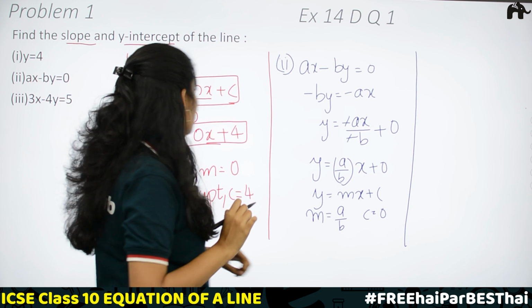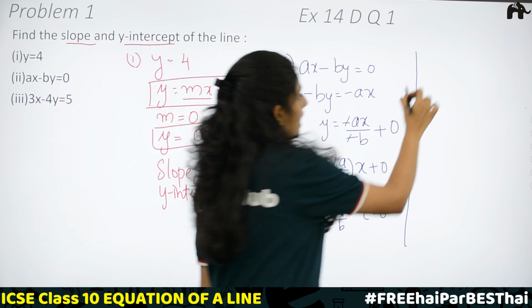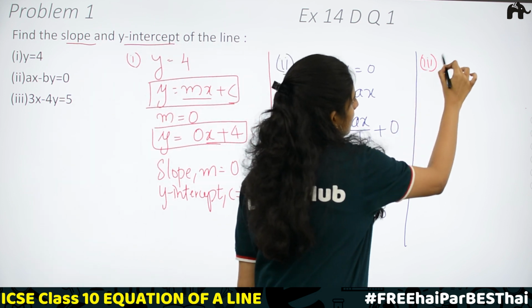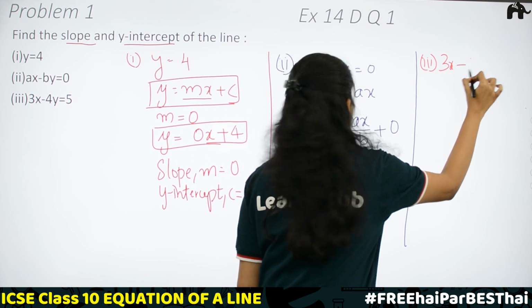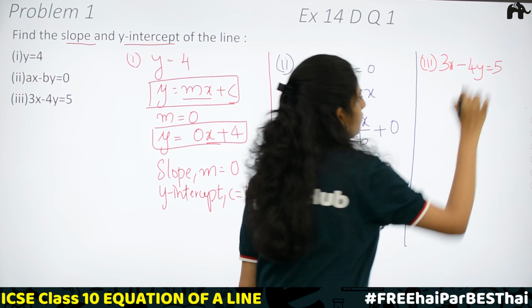Now, the third equation we have 3x minus 4y is equal to 5.